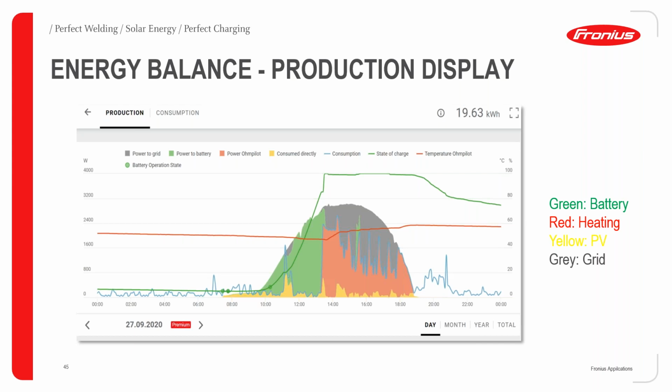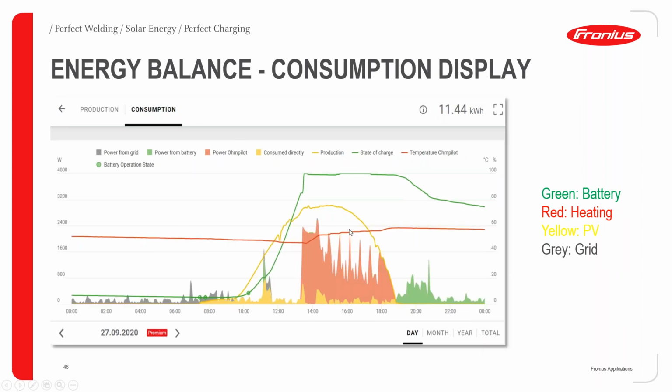So this green is the battery charge sent to the battery. Then this green line is the state of charge of the battery, and the red one is the heating, the energy taken into the heating. Then this yellow is the PV production. Then the gray is the grid consumption. So this is the consumption, how much you have consumed for the day.